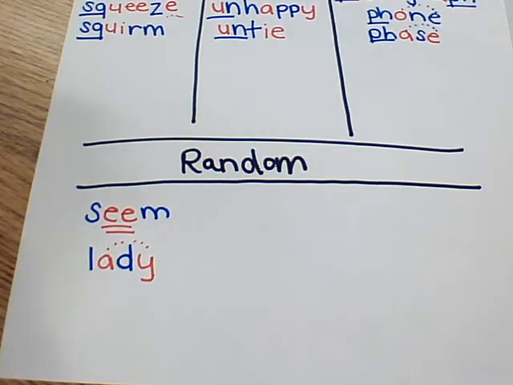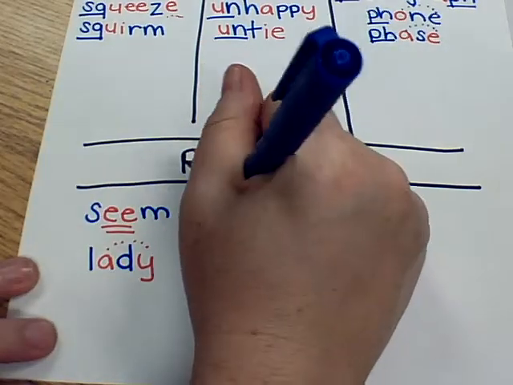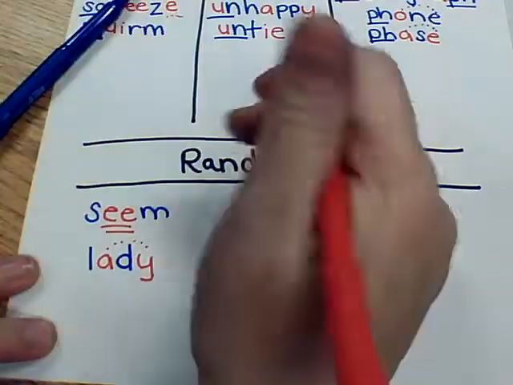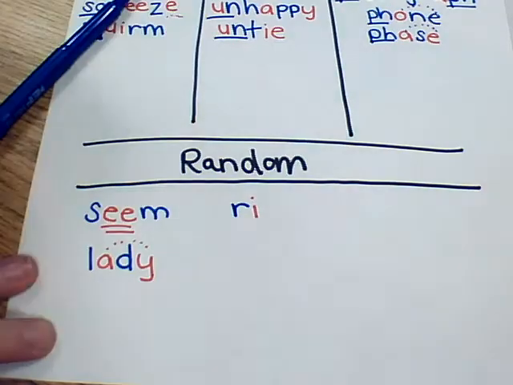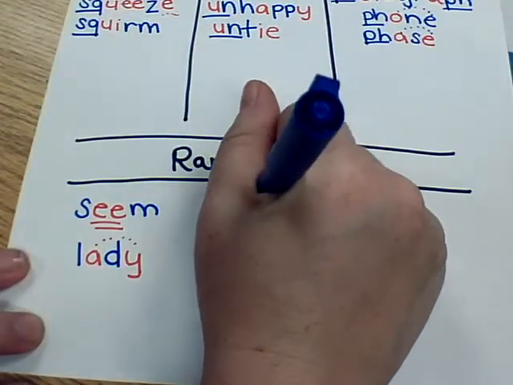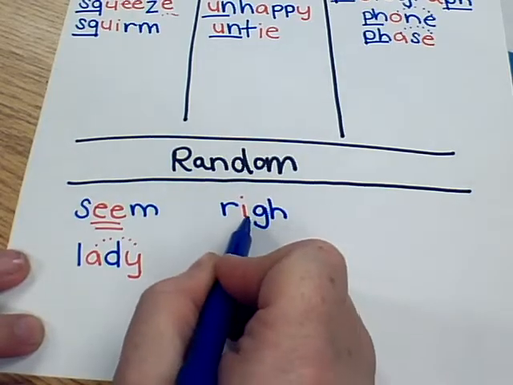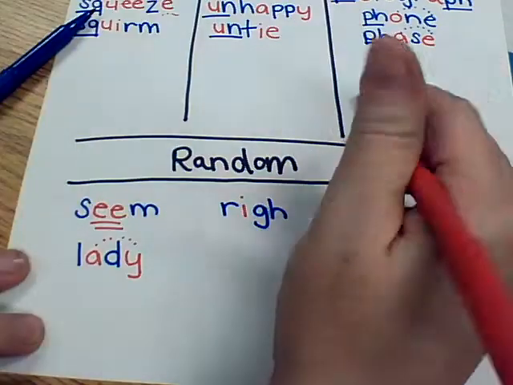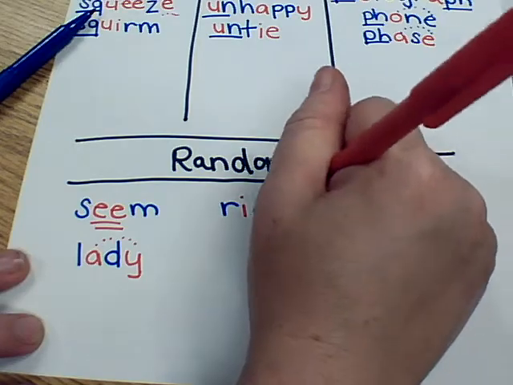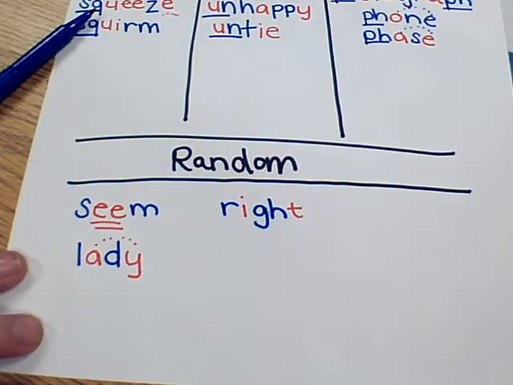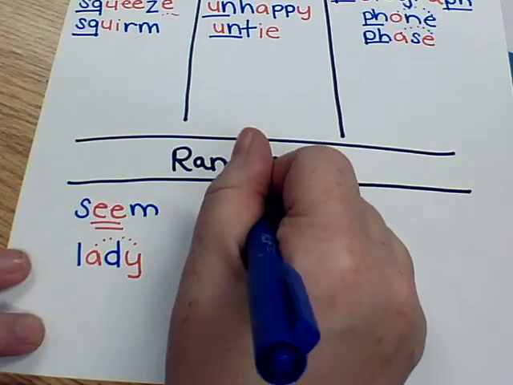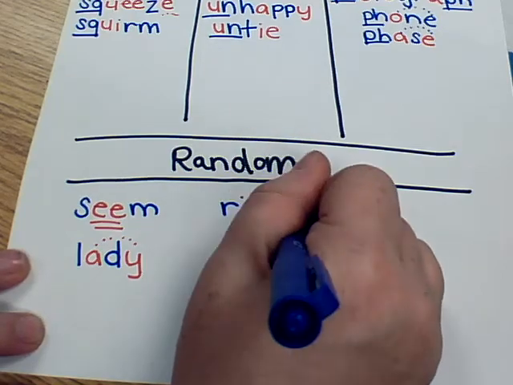We have the word right. R, right, I. Do you hear the long I? Right. So we've done a GH pattern, I'm pretty sure. One of our spelling groups has. So we have GH, and then we're going to end it with right. Ends in a T. R-I-G-H, this is the weird part of it, T.